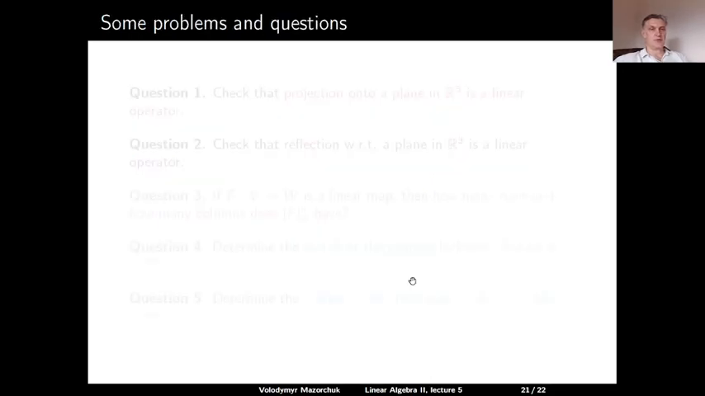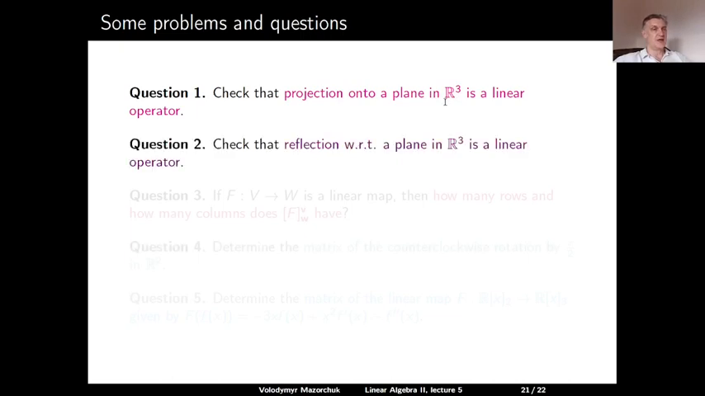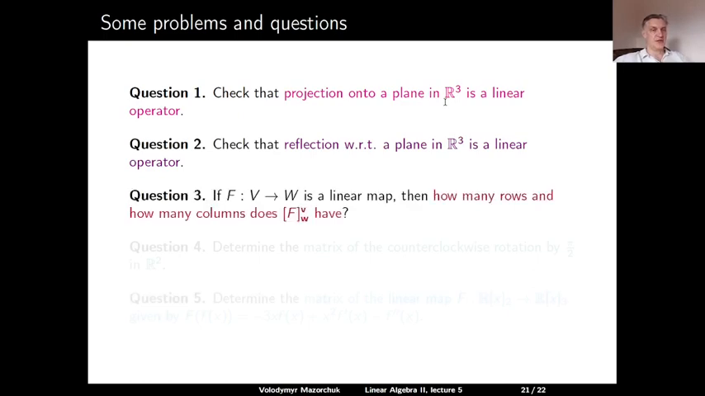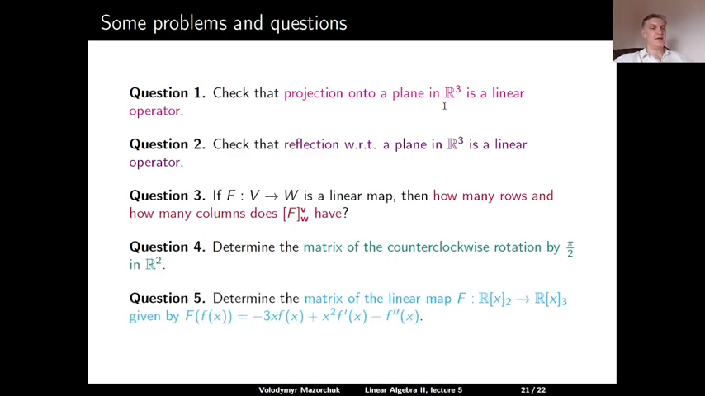Let us finish with some problems and questions. Question 1. Check that projection onto a plane in R3 is a linear operator. Question 2. Check that reflection with respect to a plane in R3 is a linear operator. Question 3. If f from V to W is a linear map, then how many rows and columns does the matrix of f have? Question 4. Determine the matrix of the counterclockwise rotation by the angle pi divided by 2 in R2.